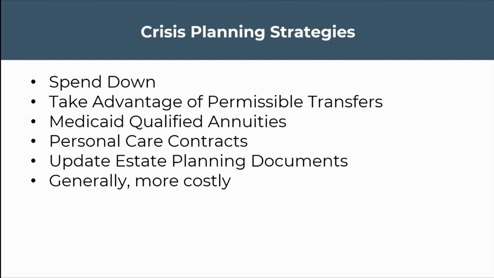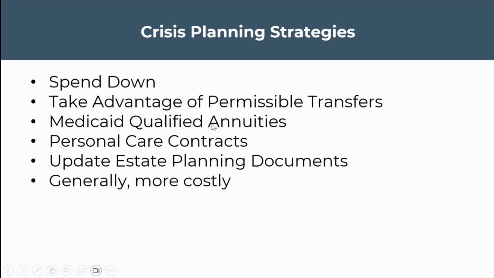And I always say that. Same thing with crisis planning. Not planning isn't a plan. Spending down your money is not a great way to do things. You should be trying to take advantage of whatever permissible transfers you can. But there's really not many. Once you're within 5 years, you can make transfers to your spouse. You can make transfers to children who are under 21, children who are blind or disabled, or a trust for their benefit. There's just not a lot of options, unfortunately, there.